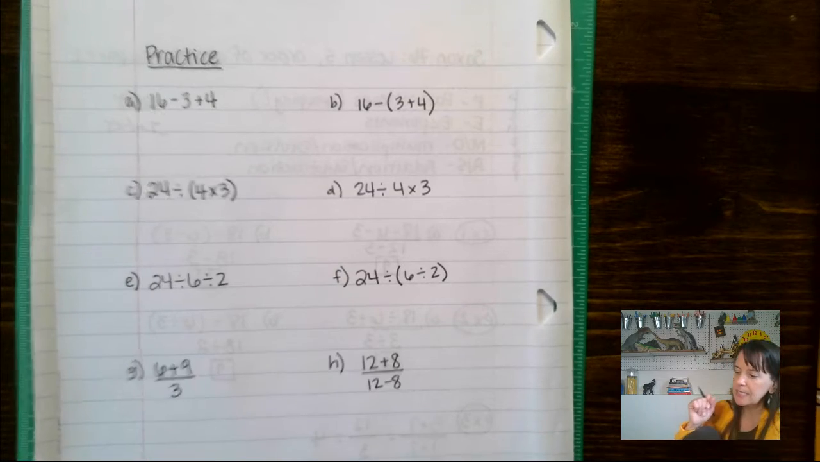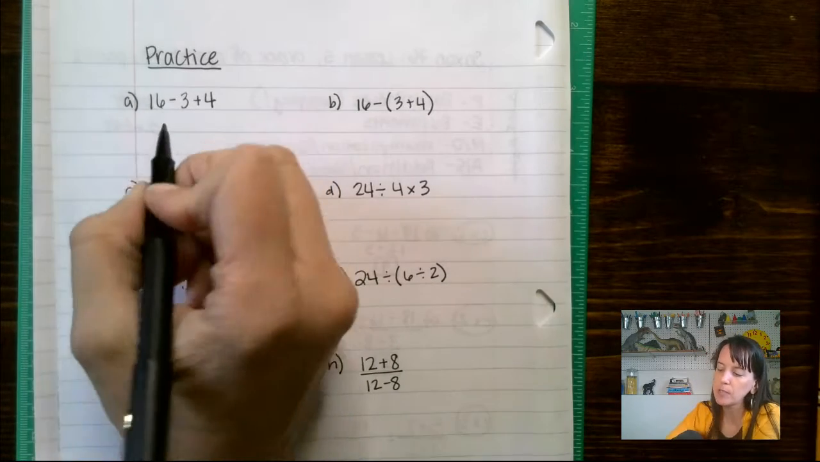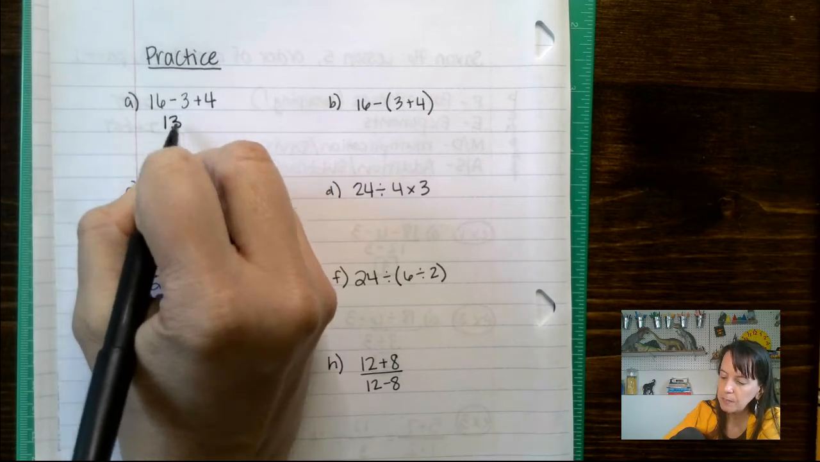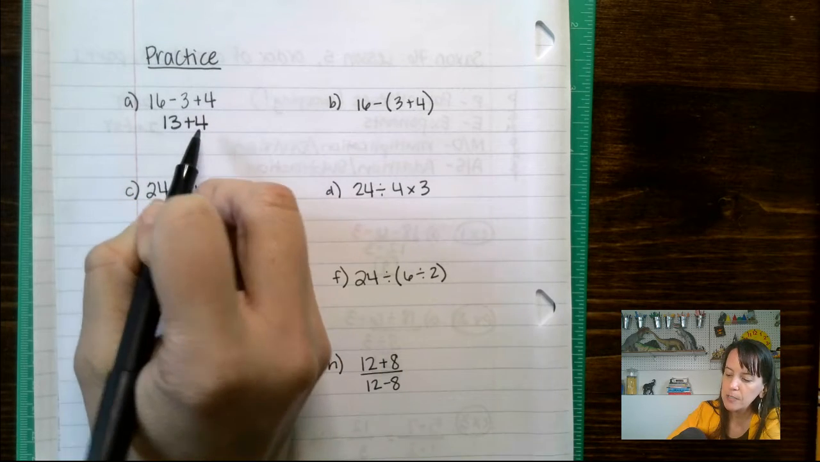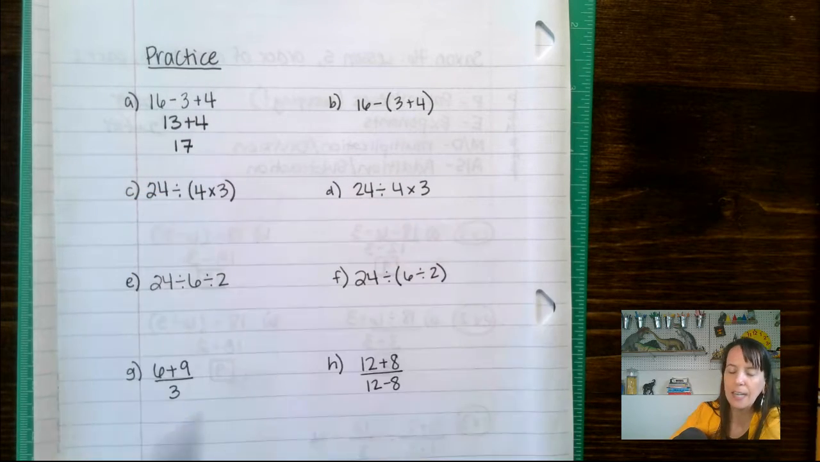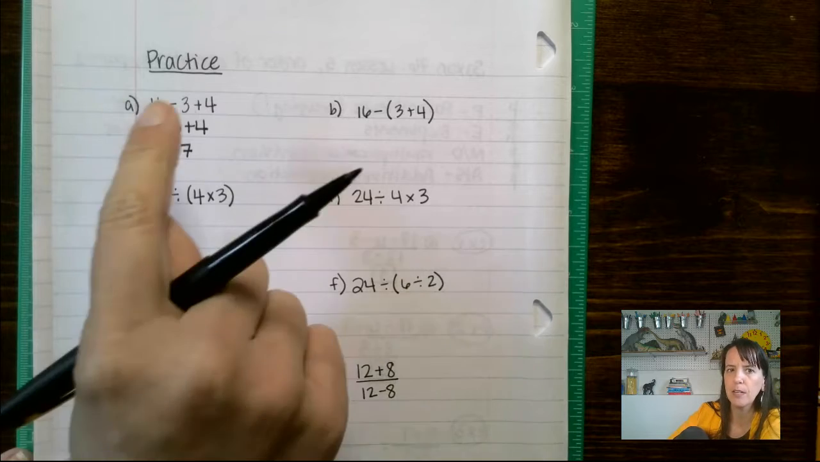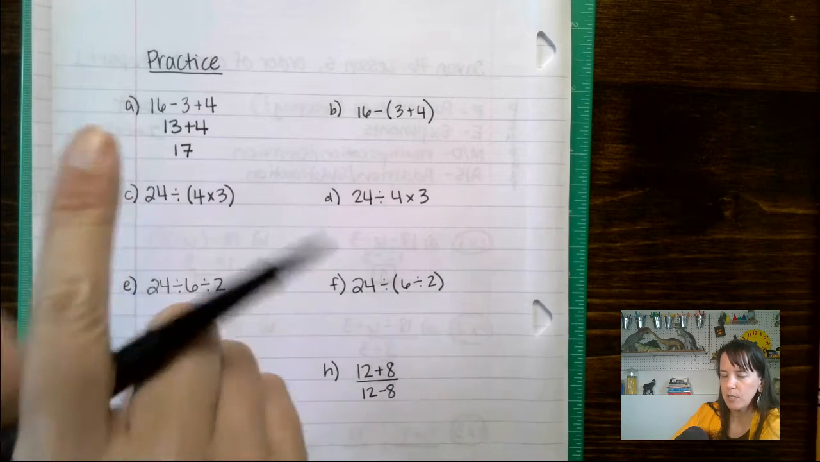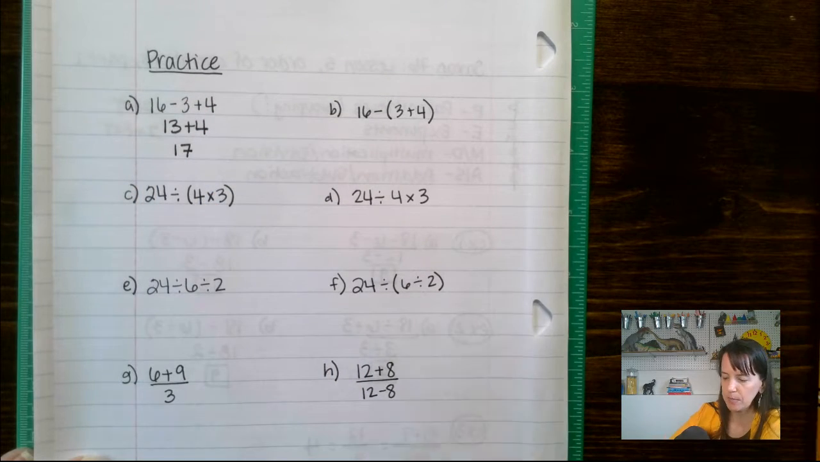All right, 16 minus 3 plus 4. 16 minus 3 gives us 13, plus 4. 13 plus 4 is 17. I should have mentioned this before, but notice how I'm working downwards. I'm not adding an equal sign in here. I'm not saying 13 plus 4 equals 17. If it doesn't start with an equal sign, don't throw one in there.